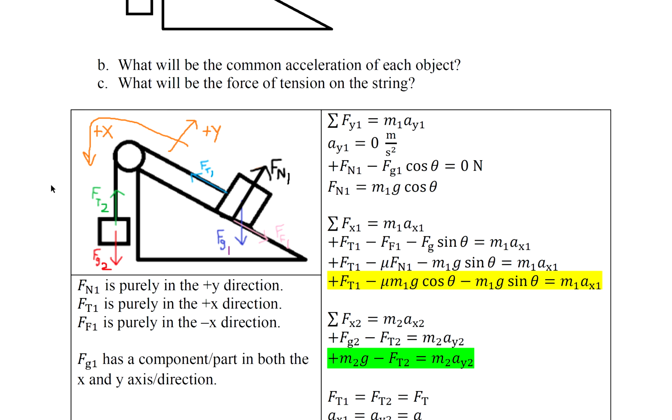You could see I did this because I want to minimize sines and cosines. Force normal 1 is purely in the positive y direction. Force tension 1 is purely in the positive x direction. Force friction 1 is purely in the negative x direction. And force of gravity 1 has a component in both the x and y direction.